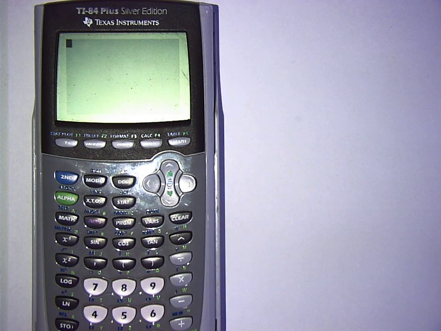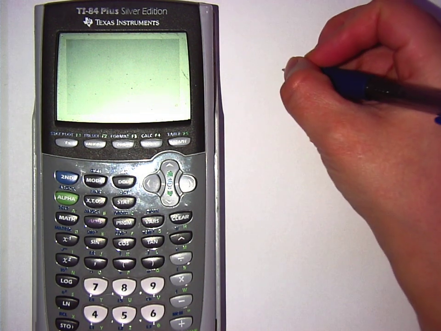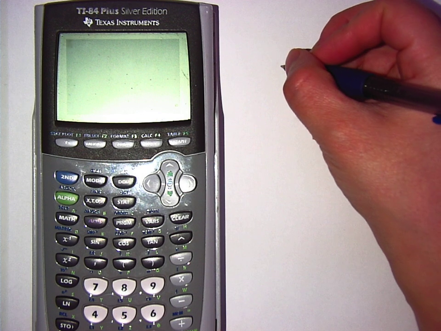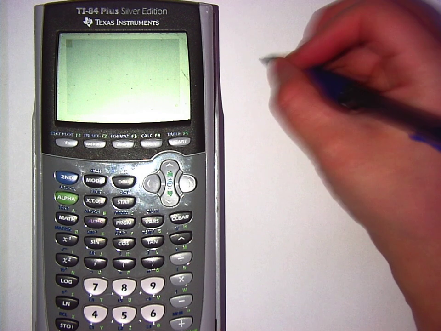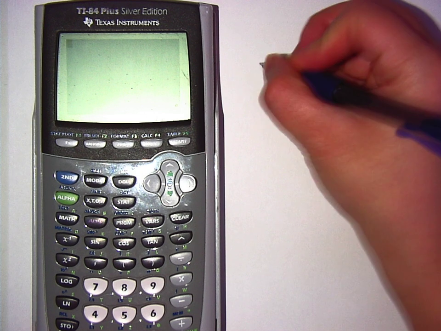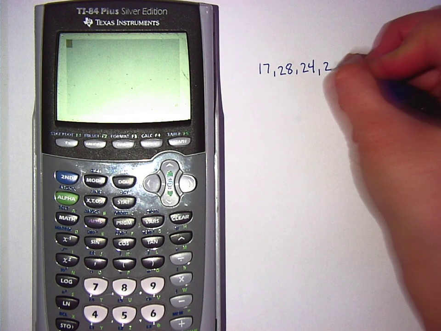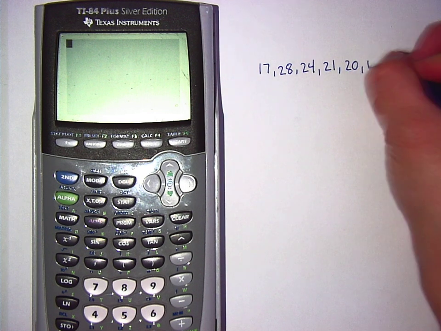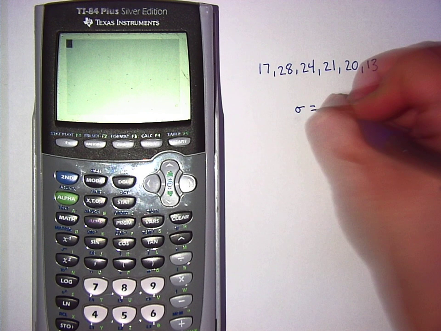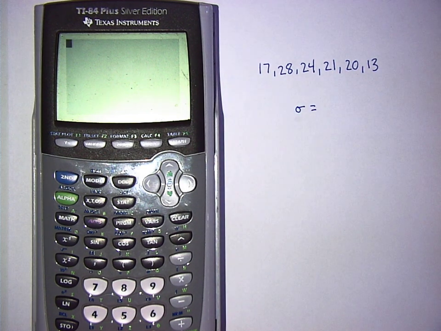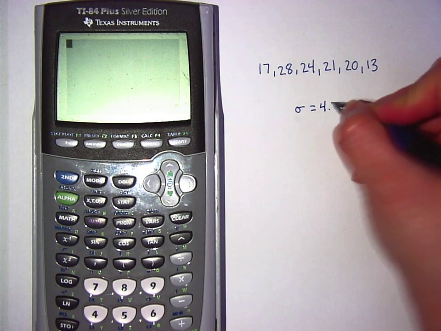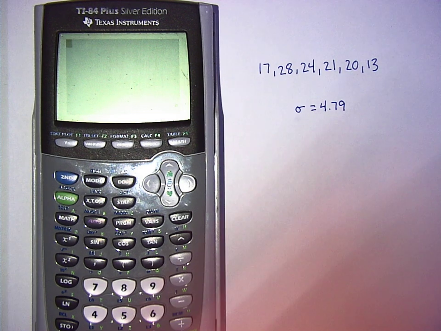On the football packet, on the front side, what were the 6 scores we used in our standard deviation? Nathan, you want to list them off? For the Vikings: 17, 28, 24, 21, 20, and 13. Can you also tell us what our final standard deviation turned out to be? Is it 4.79? Okay, that's what we got when we calculated it by hand.